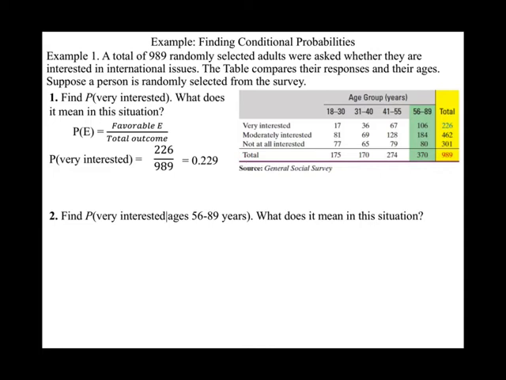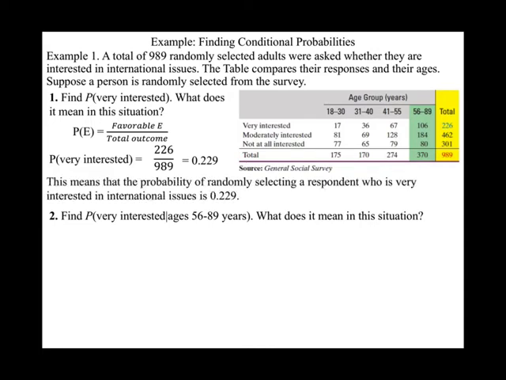And what does it mean in this situation? It means that the probability of randomly selecting a respondent who is very interested in international issues is 0.229. If we only pick one person, the probability will be equal to 0.229.